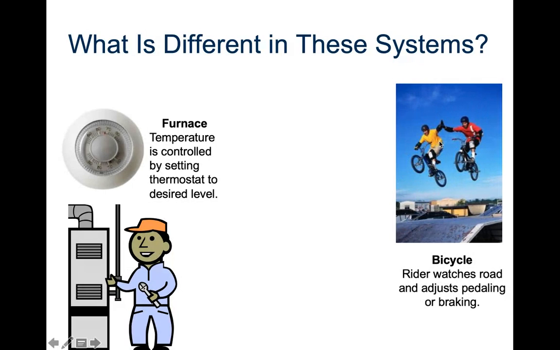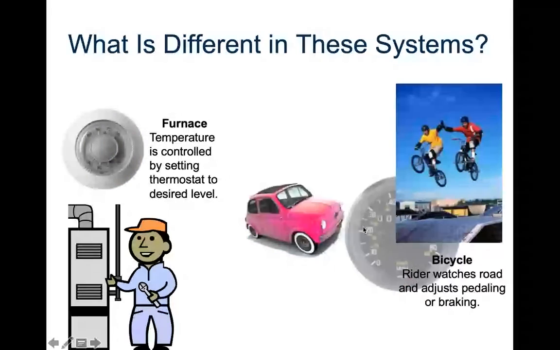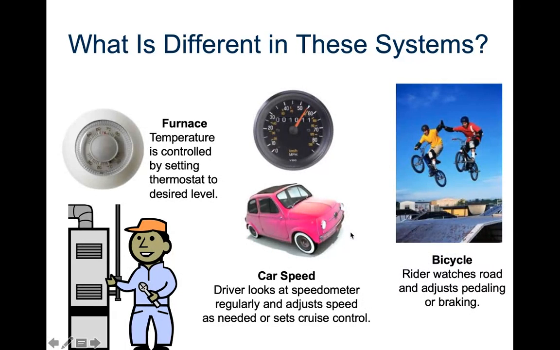Bike riders are part of the system of adjusting the pedals and braking so that the bike goes at the desired speed. Same thing with a car. Now, we all have heard about cars that drive themselves. Those would be a closed loop system.